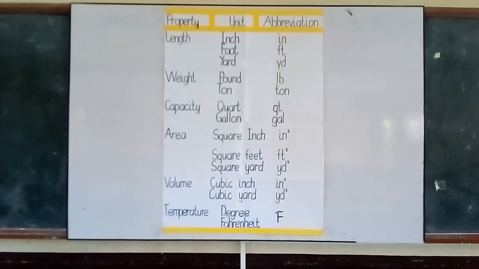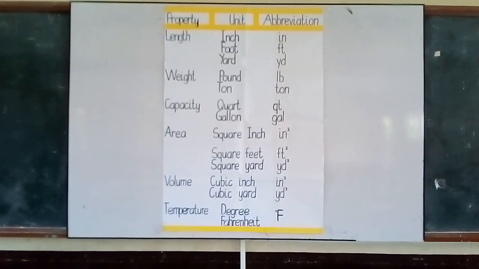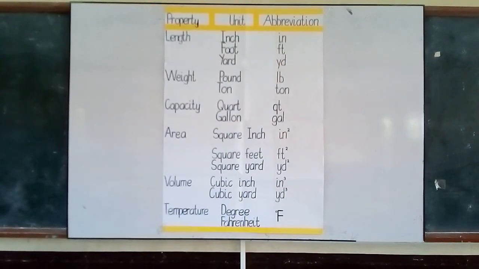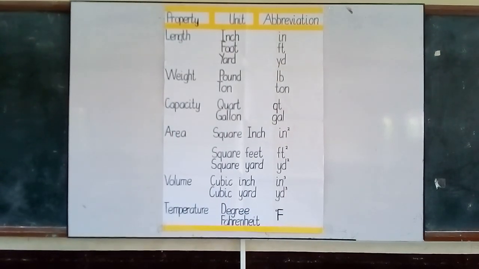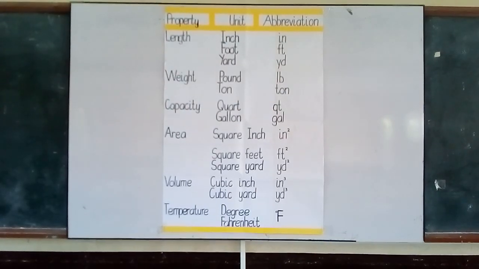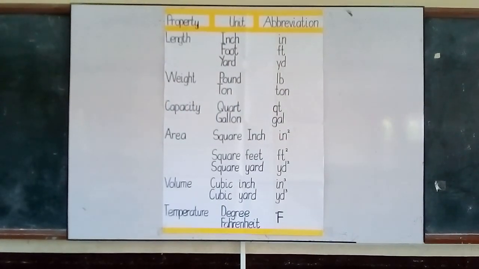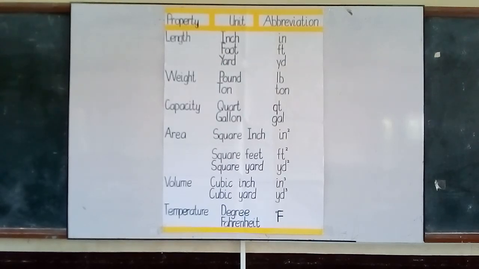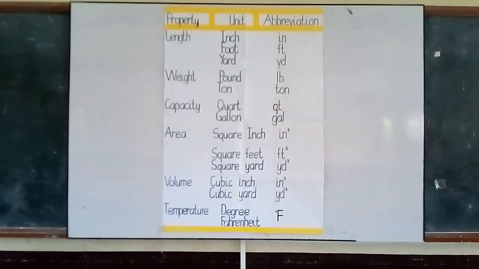Next is the customary or the English system. The properties of the English system are length, weight, capacity, area, volume, and temperature. The units for length are inch, foot, and yard, for weight, pound and ton, for capacity, quart and gallon, for area, square inch, square feet, and square yard, for volume, cubic inch and cubic yard, and for temperature, degree Fahrenheit.